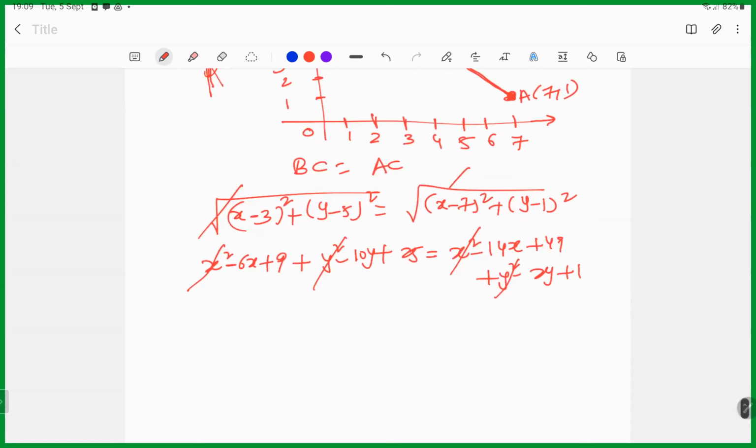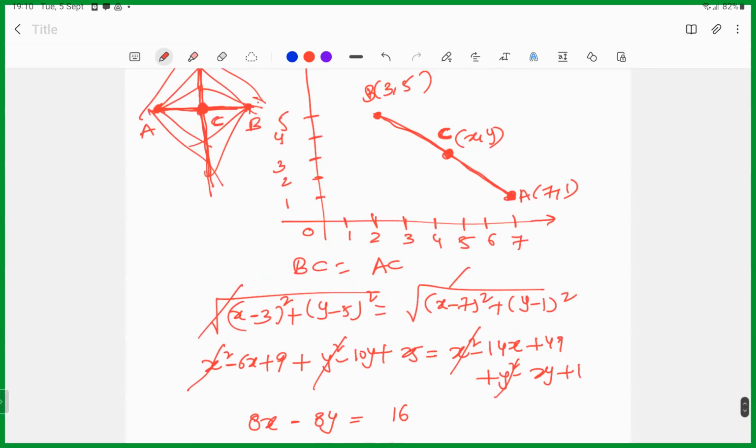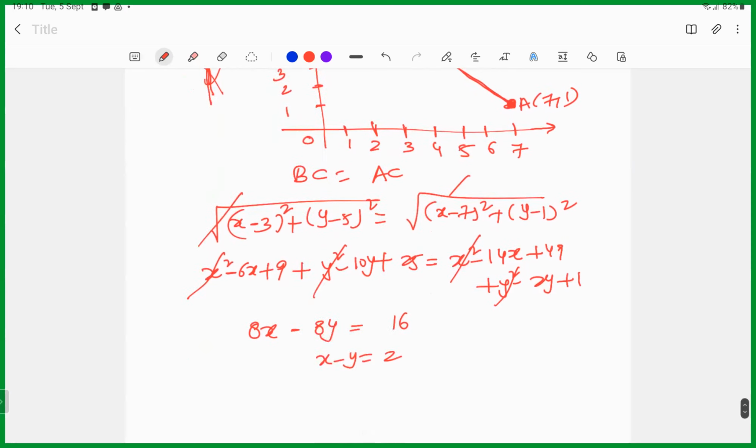So bring all the x's. If you bring minus 14x this side, it will be 8x, right? If you bring minus 2y this side, it will be minus 8y, equal to 50 minus 34, which will be 16. So x minus y equal to 2. Right? So now what will x minus y equal to 2 be? It will be a line, ax plus by plus c equal to 0. That's a line, right? So x minus y equal to 2 will form a line.